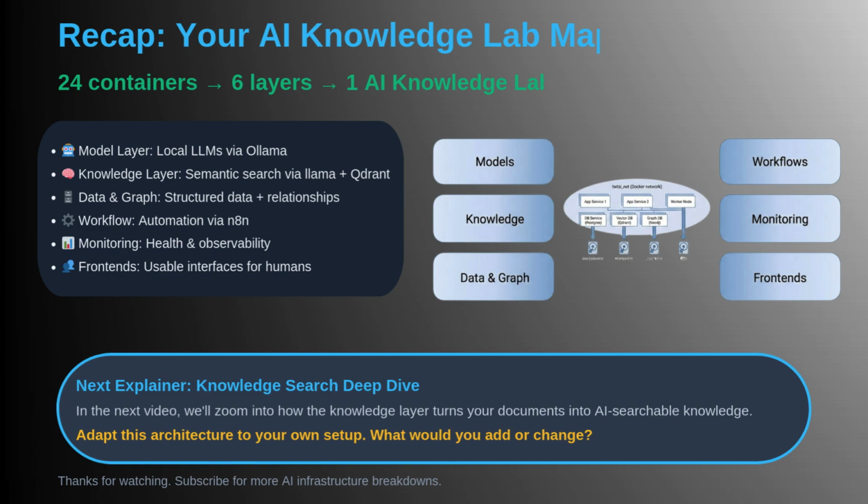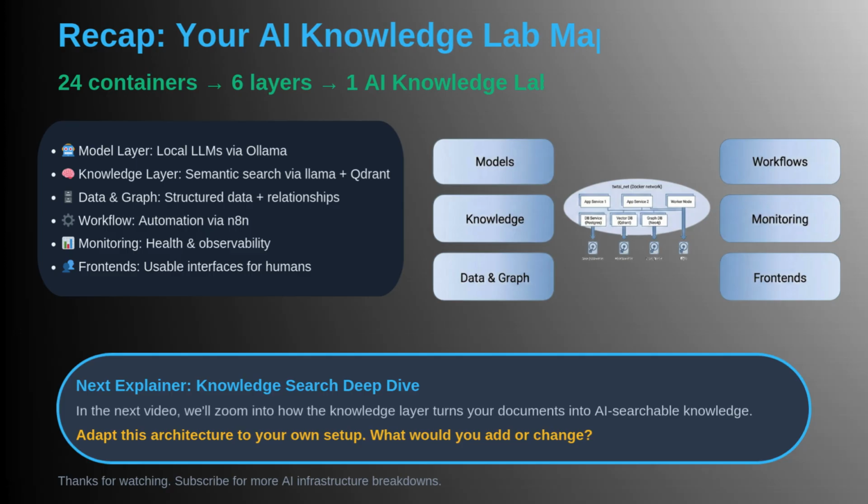Let's recap what you've just seen. This AI Knowledge Lab is a 24-container stack running on a single machine. It is organized into clear layers: models, knowledge, data and graph, workflows, monitoring, and frontends. All of these are tied together by a shared Docker network and persistent storage on the host.